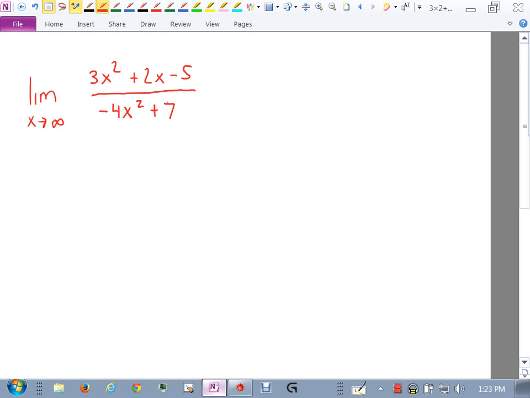What was it that we did anytime we wanted to calculate a limit? What did I say we always did first? Just plug in. We called that direct substitution, right? Let's just try direct substitution. So I put an arrow. I get 3 times infinity squared plus 2 times infinity, minus 5 over negative 4 times infinity squared.